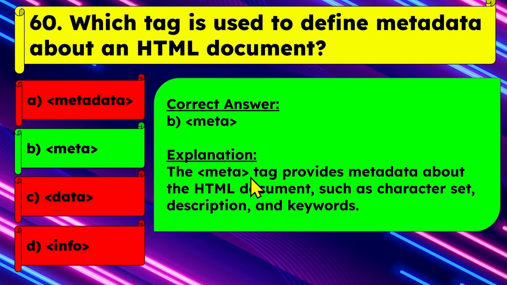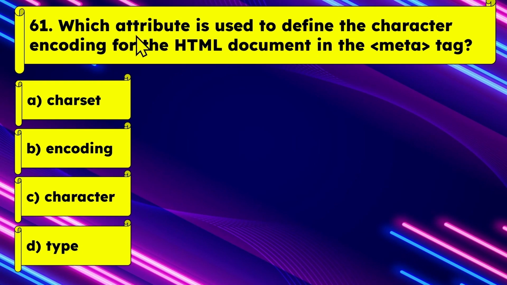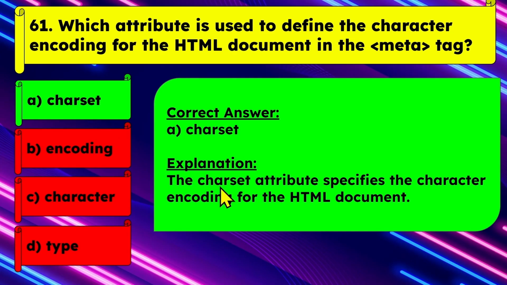You can see the meta tag provides metadata about the HTML document such as character set, description, and keywords. Next question is, which attribute is used to define the character encoding for the HTML document in the meta tag? Option A charset, option B encoding, option C character, or option D type. So here the correct answer will be option A. You can see the charset attribute specifies the character encoding for the HTML document.